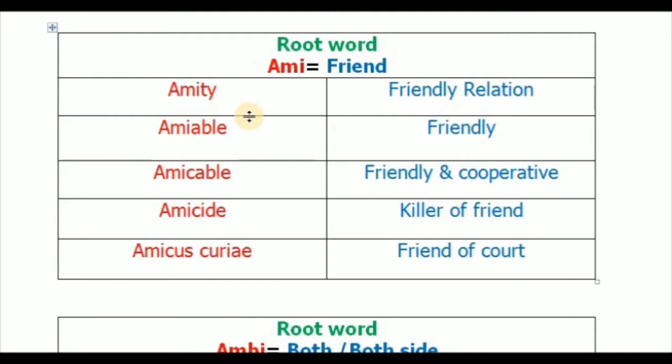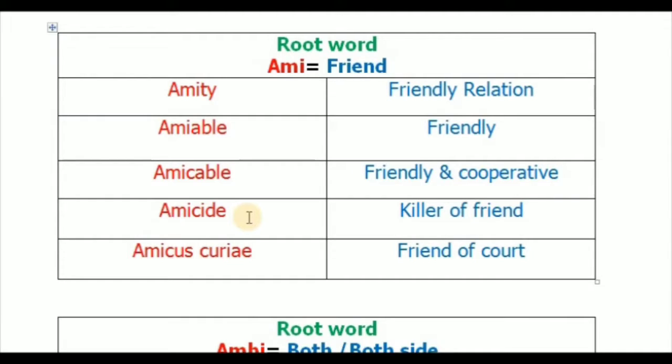And the next word is amicable, friendly and cooperative. In spite of their disagreement, they parted on amicable terms. Amicide: we all know cide means killing, like suicide, regicide, sororicide, fratricide, matricide. Amicide means killing a friend. Example for it: Ramesh is in jail for the amicide he committed in 2005.